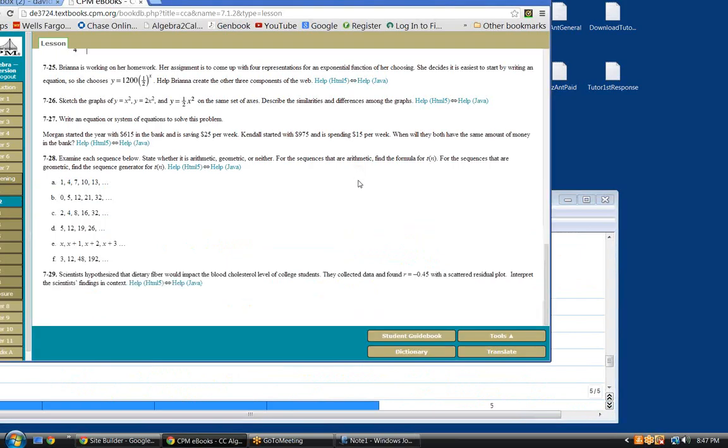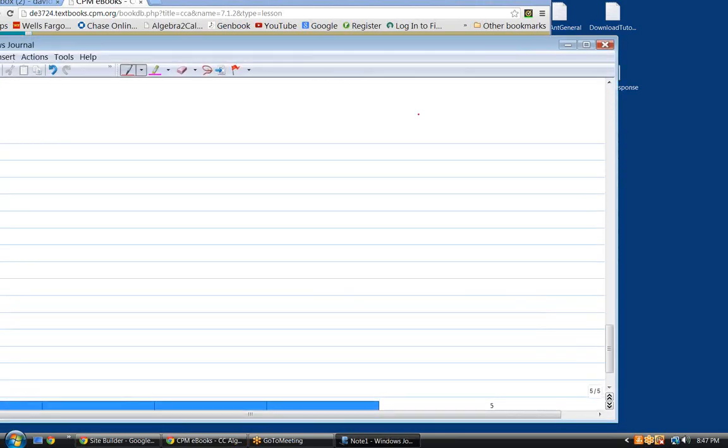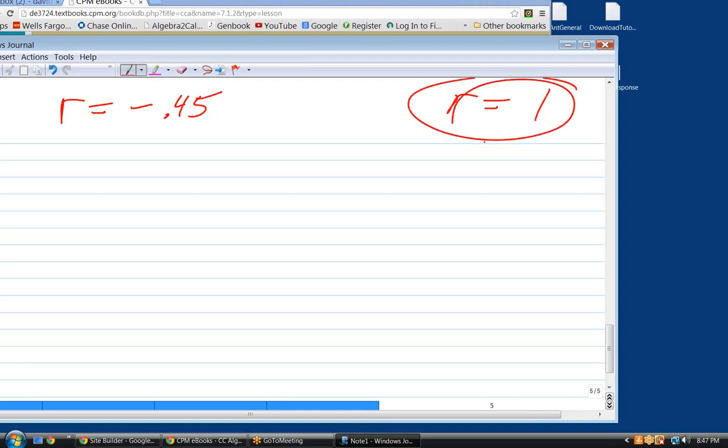Is r equal minus 0.45 a good correlation or a bad correlation? I don't know. I think it's a bad one. You're right. That is a perfect one. r equals 1. Okay? So this is really a bad one.